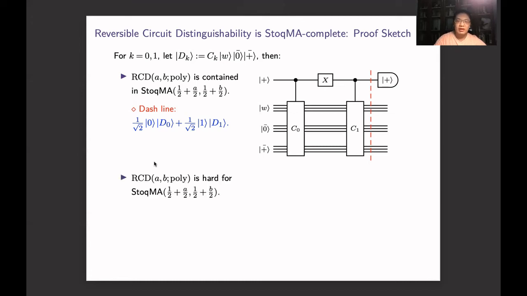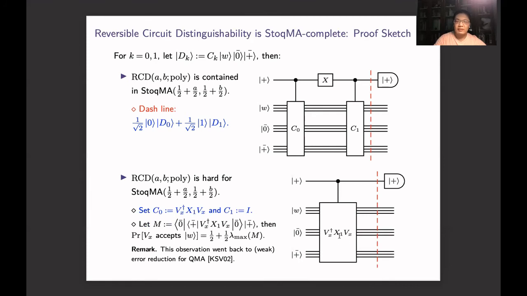Then we need to show the StoqMA hardness. We are using the same gadget here. Just set C0 to be the circuit that first applies Vx, then flips the first qubit, then applies Vx dagger, and C1 just to be the identity.